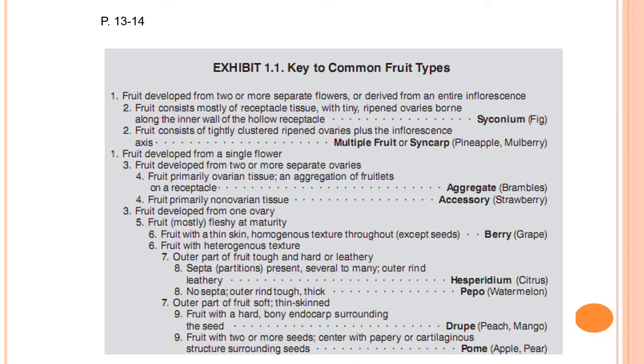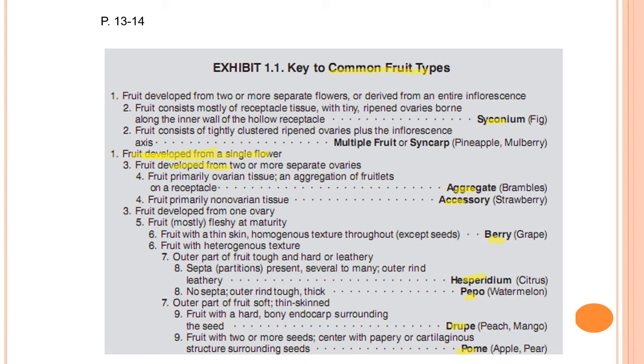Of course, this is not the end of it. There are many other fruit classifications, fruit types. You can see them here: aggregate, accessory, berry, hesperidium, pepo, drupe, and pome. This is what we know in fruits, and this is how they developed. Fruit developed from a single flower, we call them simple. If they develop from multiple ovaries, we call them compound. If it's a single flower and multiple ovaries, then we call them aggregate. If it is multiple ovaries coming from multiple flowers, we call them multiple, but all of them are compound.